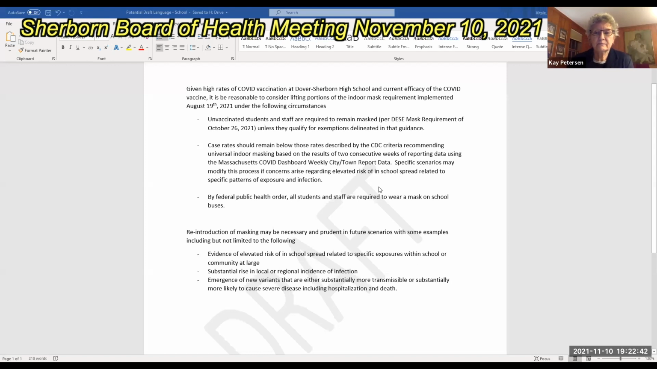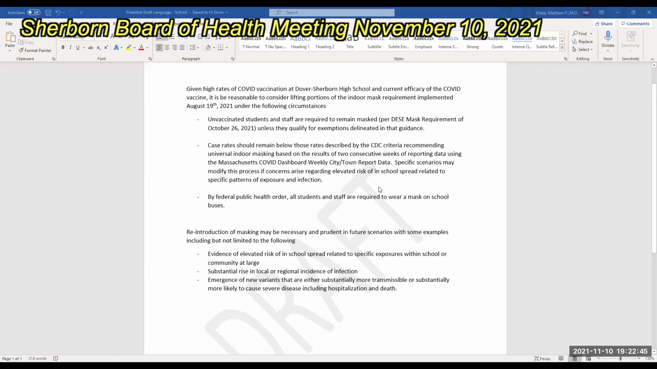Yep. This is very much a draft, but I just wanted to have a starting point so we weren't all operating in a void. I'm going to go through this for folks who can't see it very well, but for those on the screen, let me know. What I'd favor us doing is editing in real time to arrive at something that feels comfortable. Given high rates of COVID vaccination at Dover Sherborn High School and current efficacy of the COVID vaccine, it is reasonable to consider lifting portions of the indoor mask requirement implemented August 19th under the following circumstances. Unvaccinated students and staff are required to remain masked per DESE mask requirement of October 26, 2021, unless they qualify for exemptions delineated in that guidance.